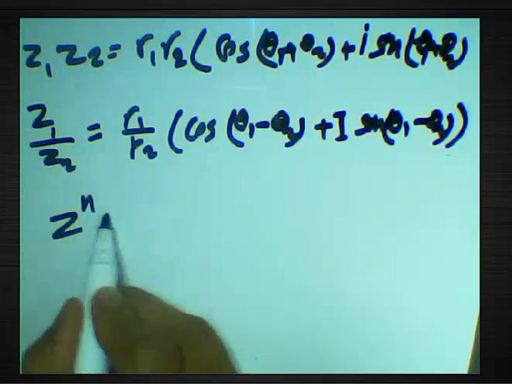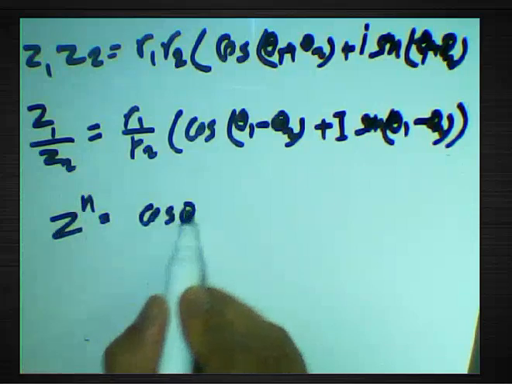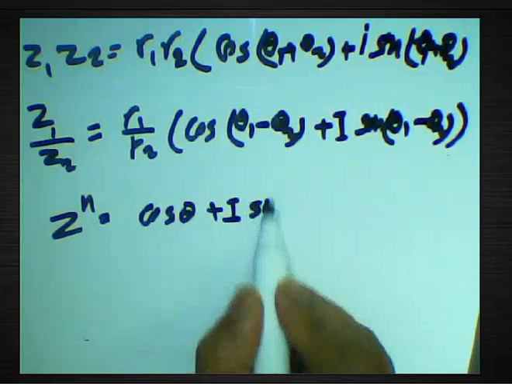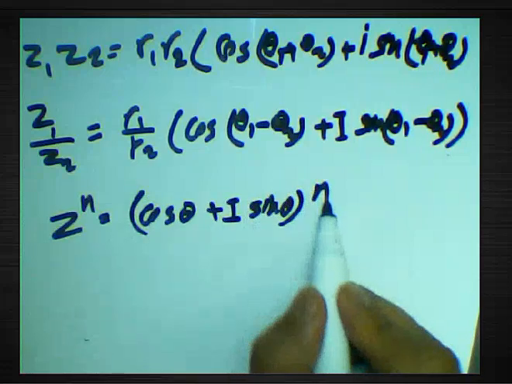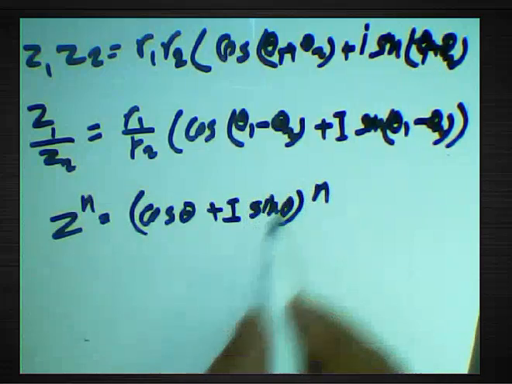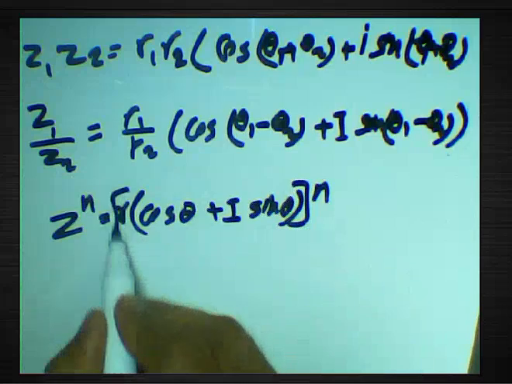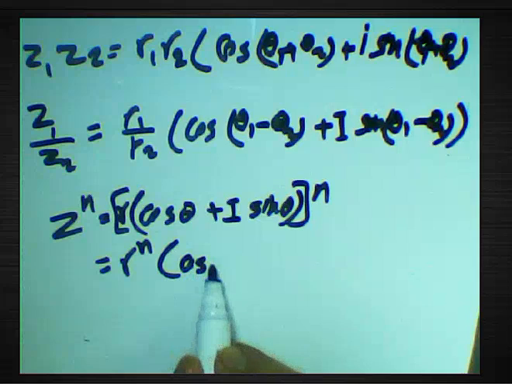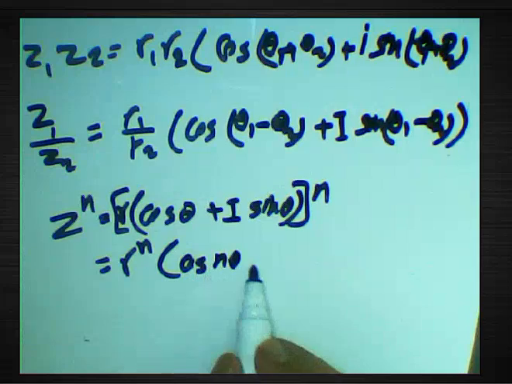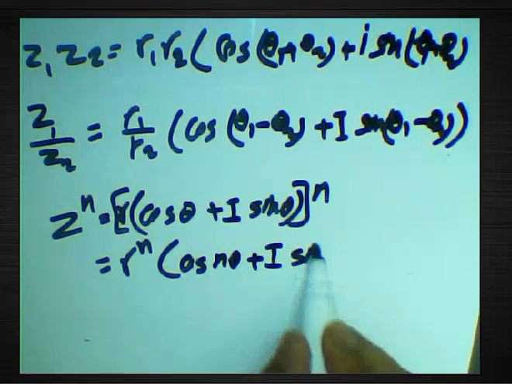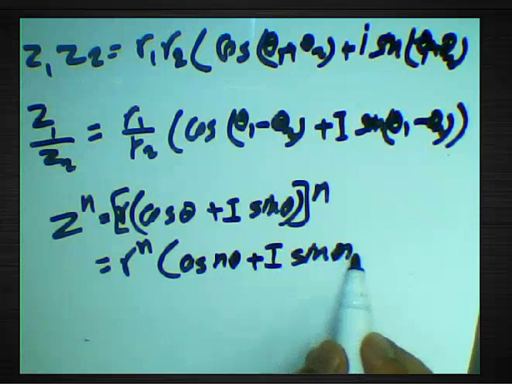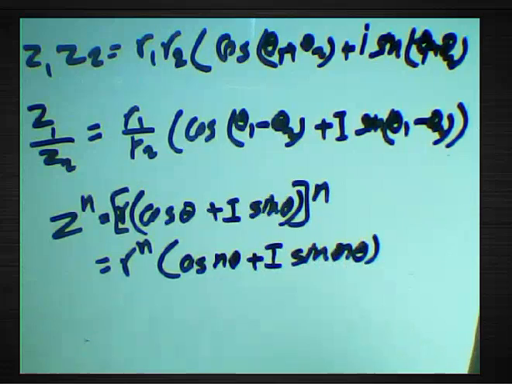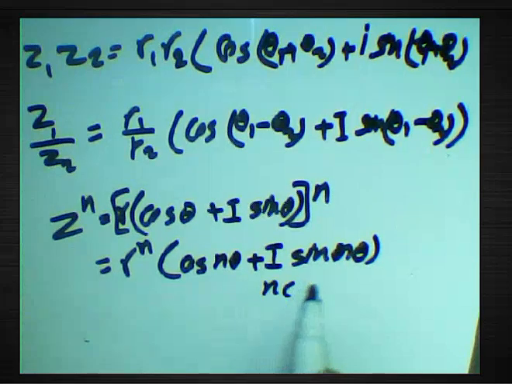And what about z power n? Equal cosine theta plus i sine theta, all to the power n. About this example, if we have here r, it will be r power n multiplied by cosine n theta plus i multiplied by sine n theta. And we must know n belongs to the integers.